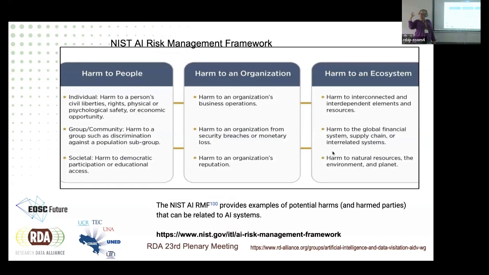This is more of a technical specification for risk management in the context of AI than it is a regulation or policy. It goes through these three types of risks: harm to people, organization, and ecosystem, and provides examples of potential harms and harm parties that can be related to AI systems at each of these levels. This is a really terrific document and group with a lot of content and context for each nuanced activity in AI that can be of great help to all of us.